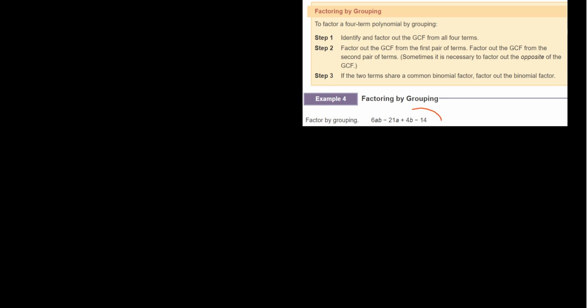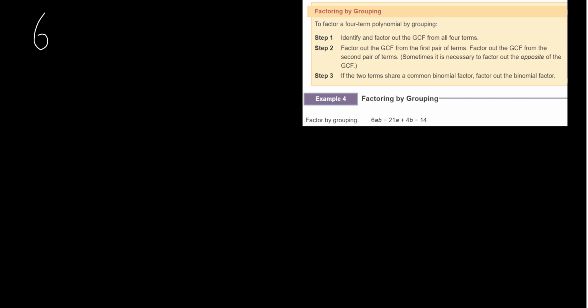Whenever you see 4 terms, from now on in any of your math classes, the thing you need to think right off the bat is, I'm going to split this right down the middle and factor by grouping. We'll see that happen quite often in this course and the next. So let's explain what I mean by that.